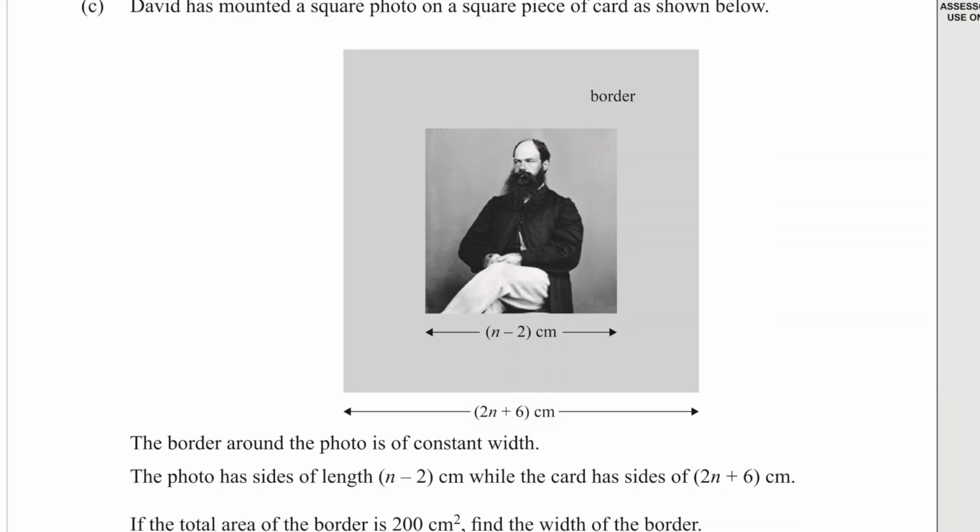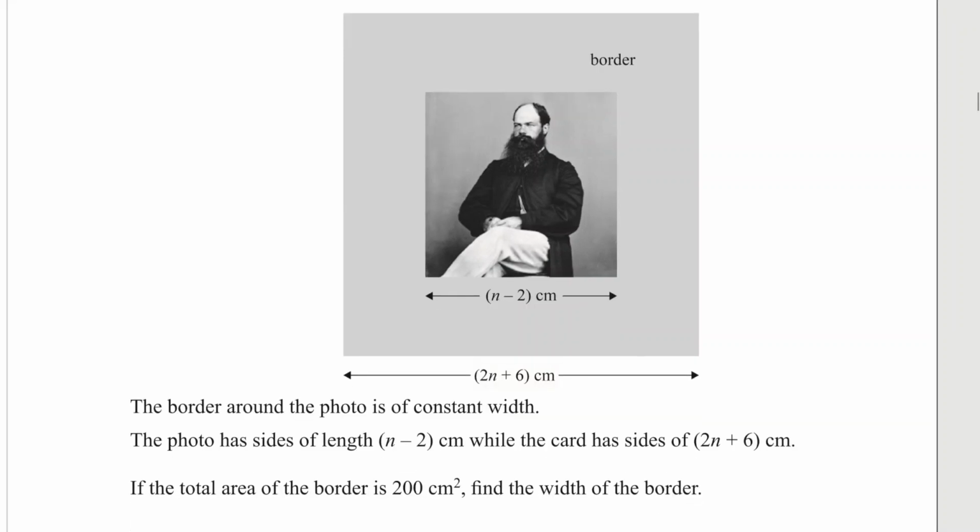When we're faced with a problem like this, we have quite a few unknowns, the unknown being n, but we're given one bit of concrete information: the area of the border is 200 centimeters squared. So let's start by trying to use that information in an equation. Our first task is to find an expression for the area of the border so that we can then substitute in 200 and solve for n.